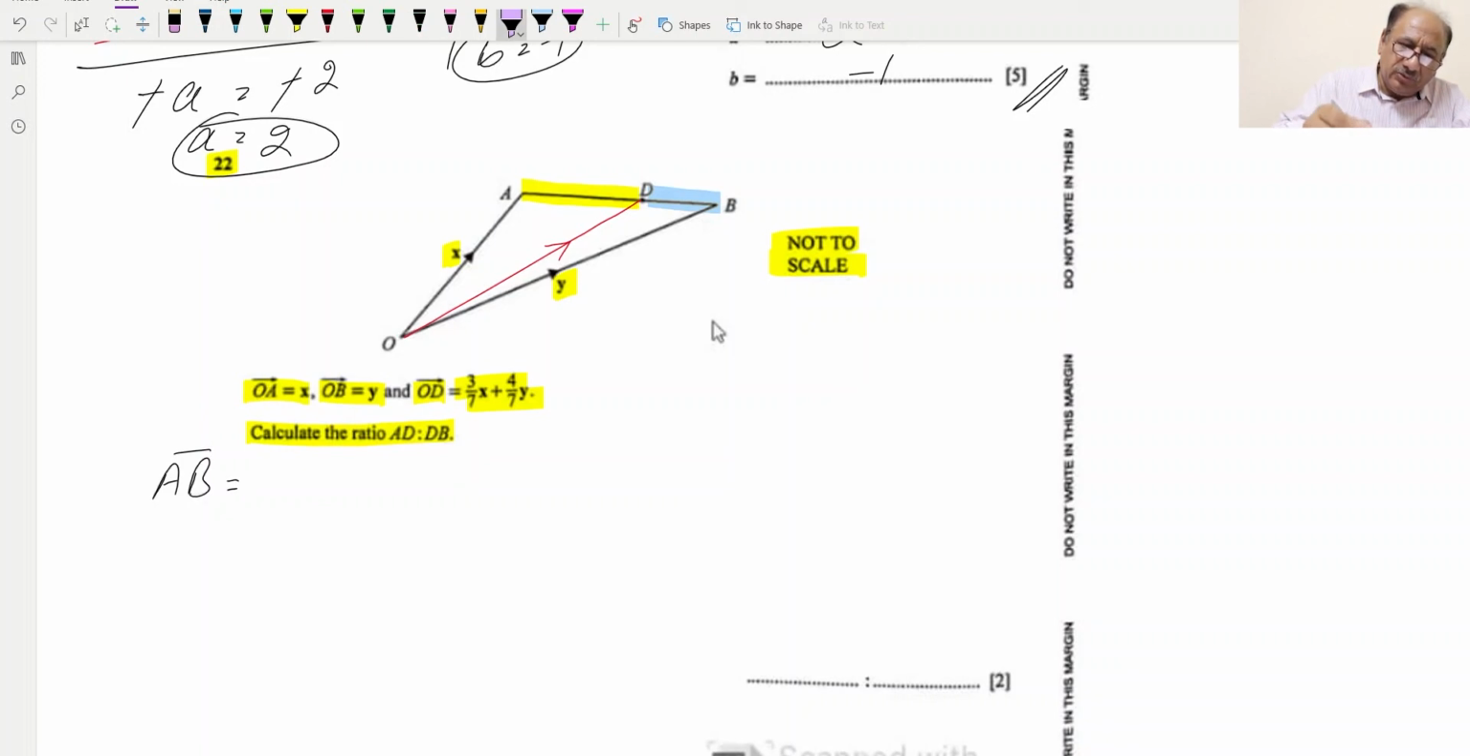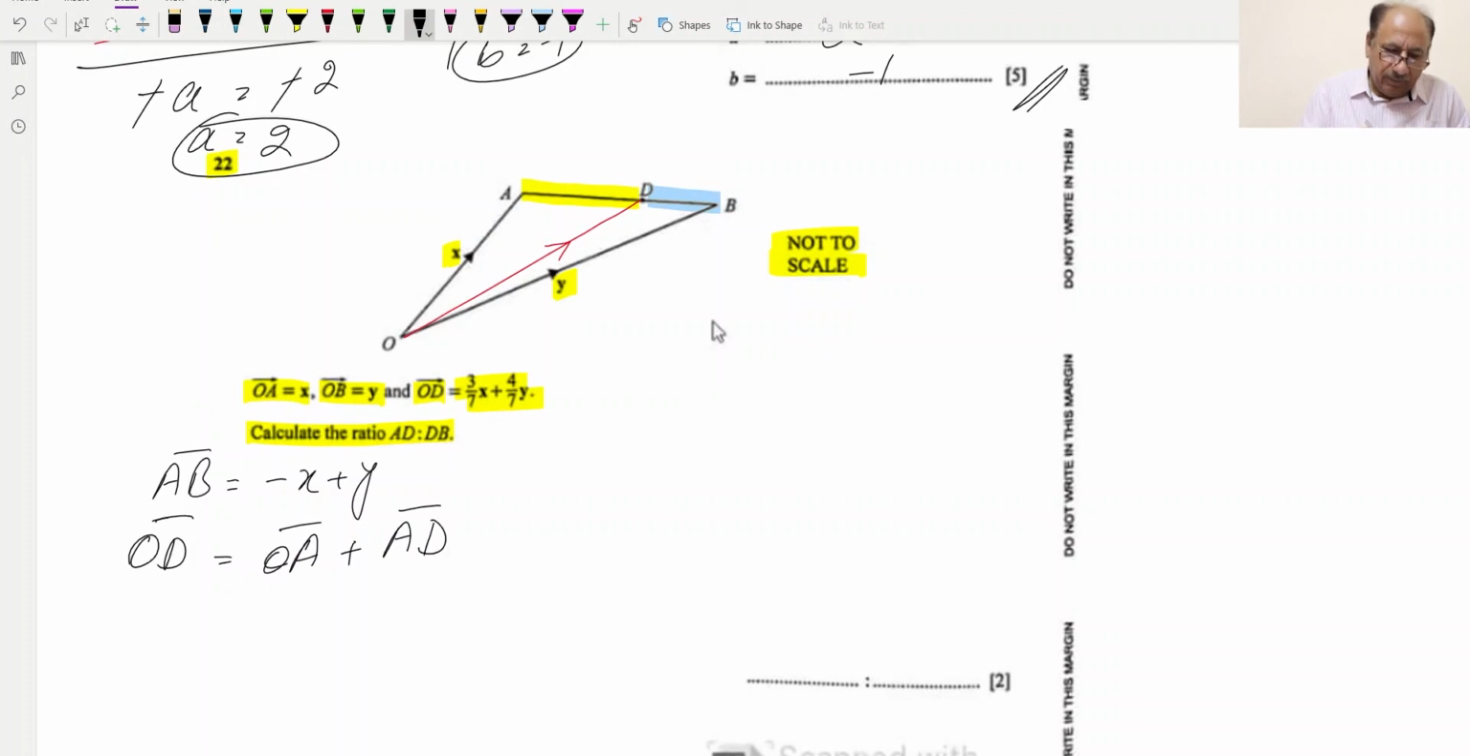We can take which root? This and then this. So it will be minus x plus y. So we can write here this will be equal to minus x plus y. And OD is equal to what? OD vector will be equal to OA plus AD. So we can write OA plus AD, and OD is given, which is this. So I will copy the OD value.